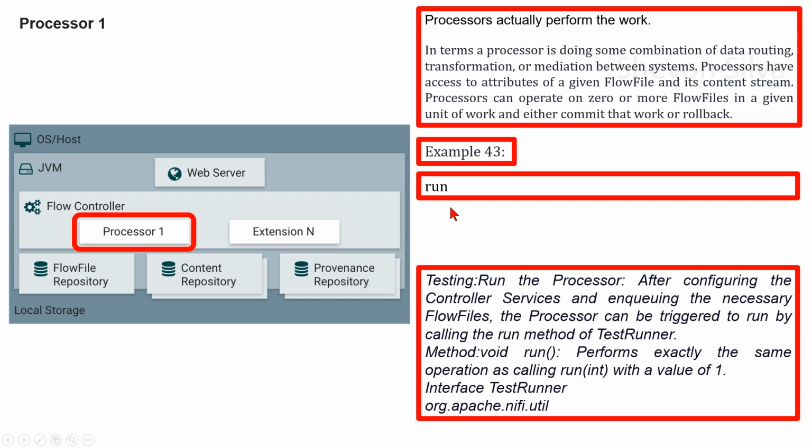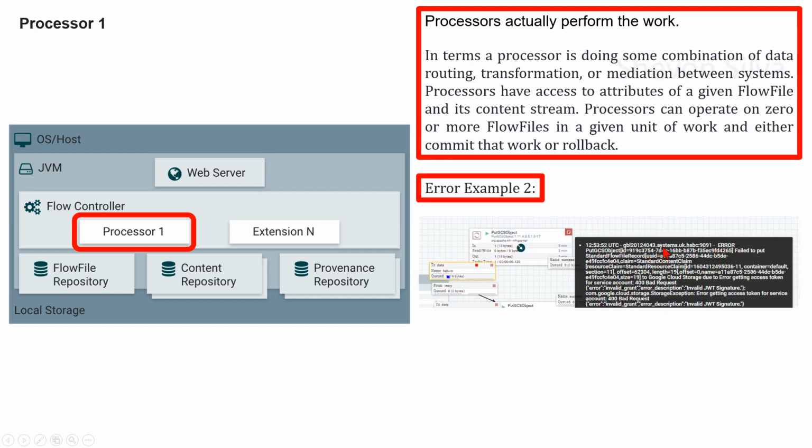As an example, you can see here this. We can consider this one. Error: failed to put a standard flow file recording here. Another piece of information here.